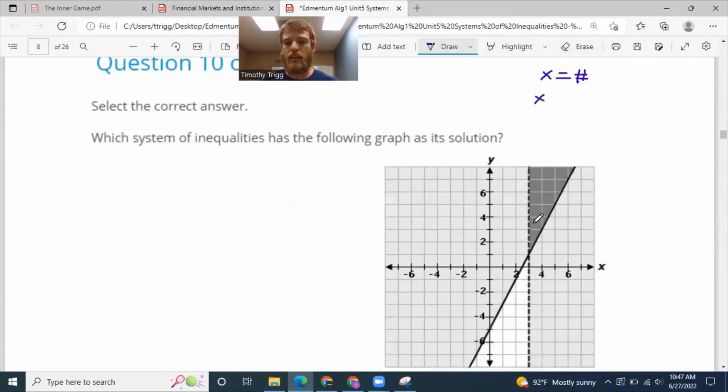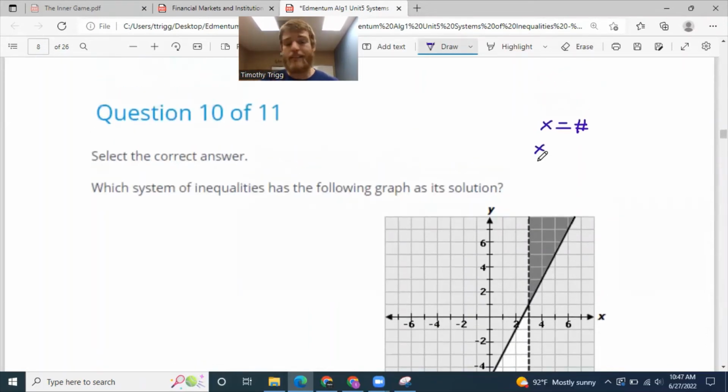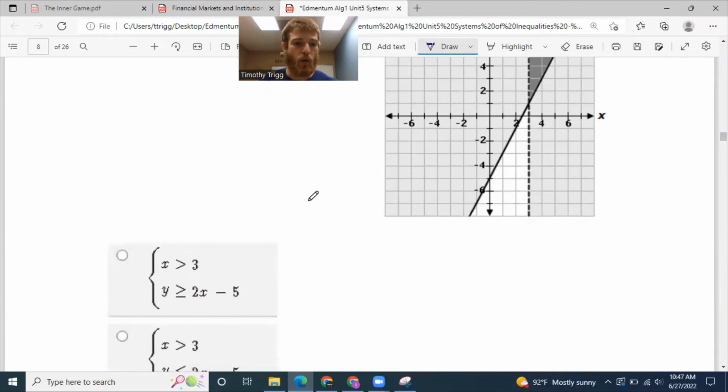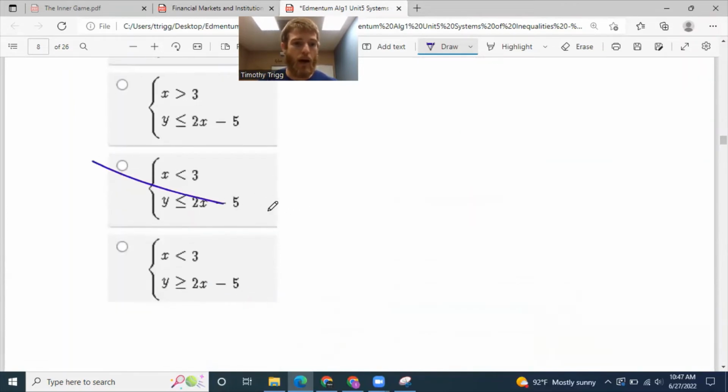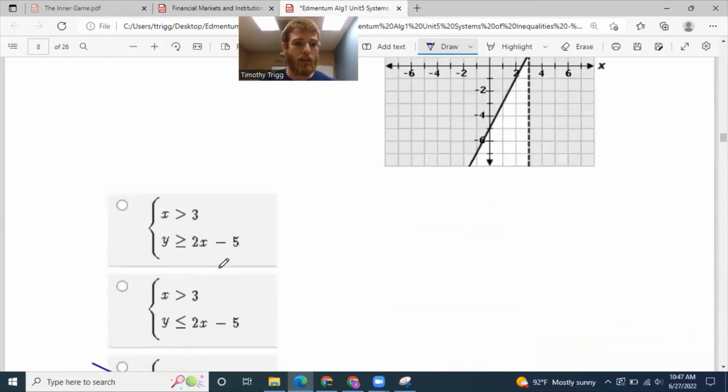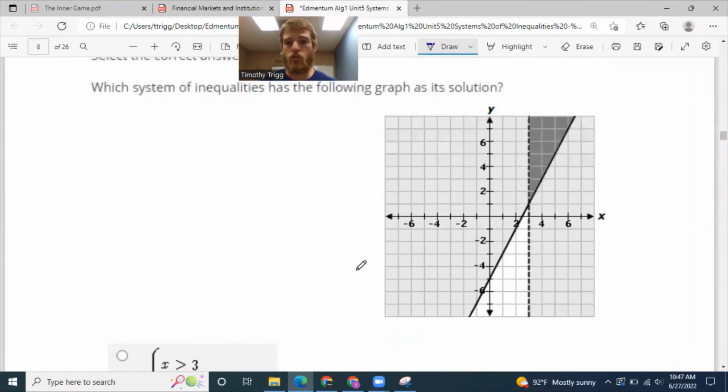And in this case, it's not really shaded above or below, it's shaded to the right, isn't it? But to the right on the x-axis is greater than. So x is greater than 3. So needs to have x is greater than 3. So I know that these two are wrong. So it must be one of these two systems.